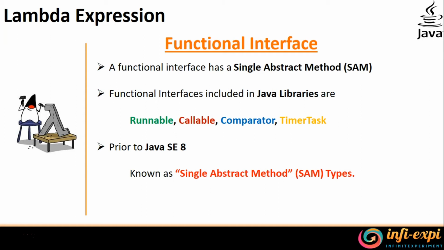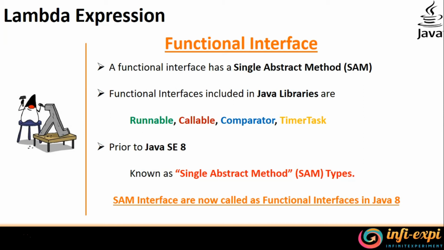A functional interface, an interface which carries a single abstract method in it, will be known as SAM types. Shortly it is called a SAM. But from now on, we will technically use the term functional interface. So SAM interfaces are now called functional interfaces in Java 8. I'm again stressing it: SAM means single abstract method. The single abstract method interfaces are now called functional interfaces from Java 8 onwards.